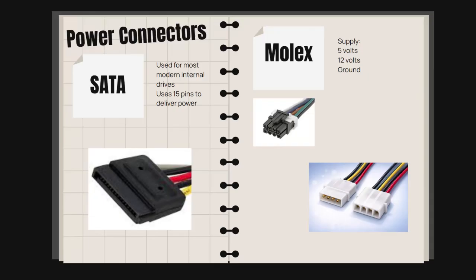Now, let's talk power connectors. Modern drives use SATA power connectors. Older devices use Molex connectors, which can supply 5 volts, 12 volts, and a ground. Some devices have both connectors. Never connect both at the same time, or you can risk destroying the device. Internally, computers run on direct current. The power supply converts household AC into regulated DC voltages for components.